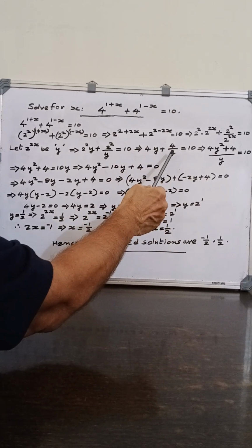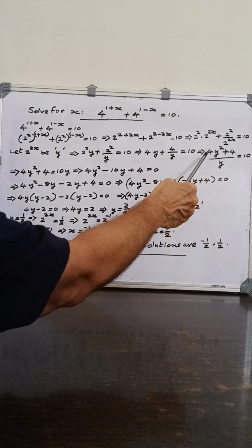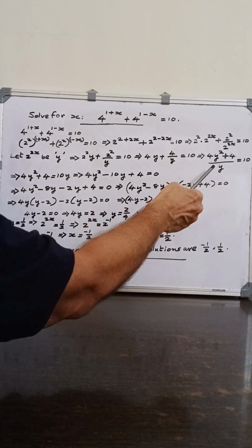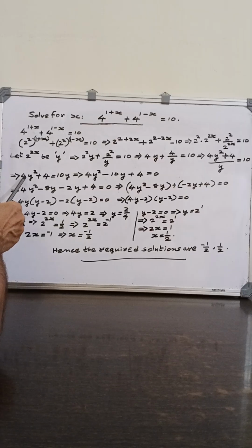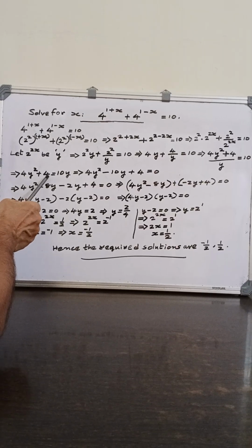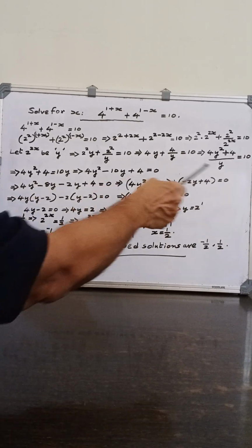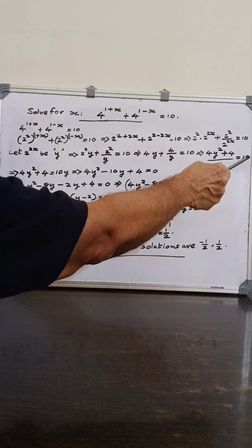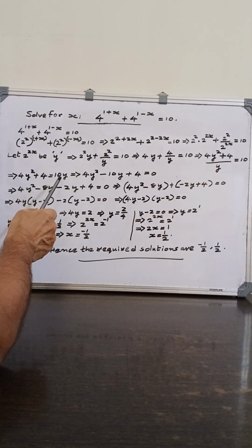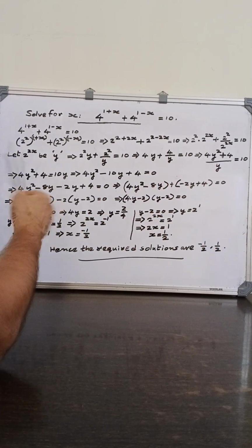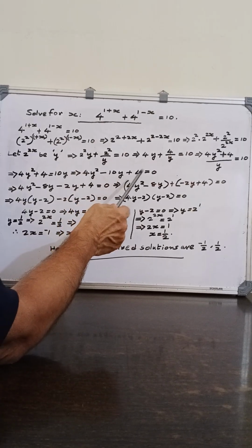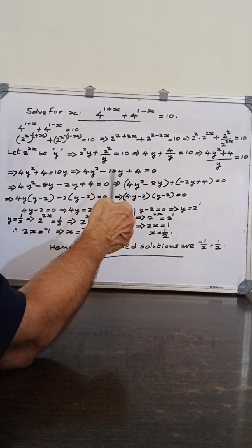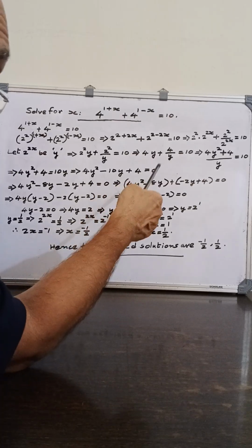That is, taking y as common denominator, 4y squared plus 4 by y equals 10. That is, 4y squared plus 4 equals 10y. Y is cross multiplied with the 10. Then, arranging the terms, 4y squared minus 10y plus 4 equals 0, as a second degree equation or quadratic equation.